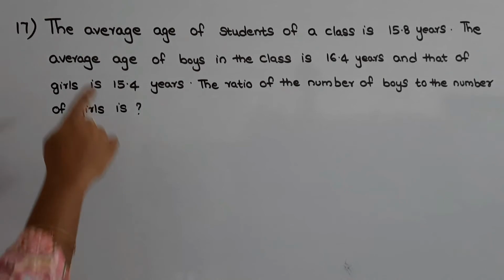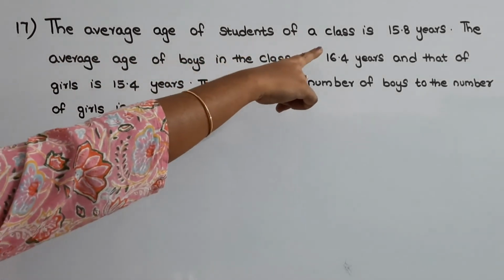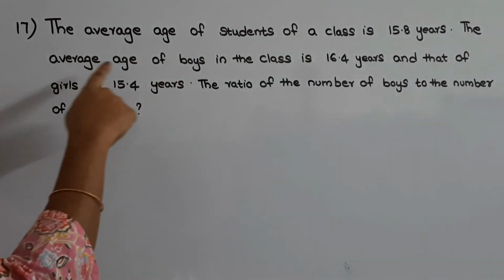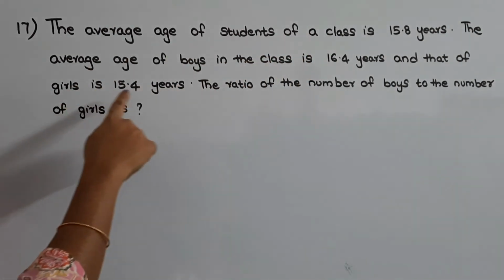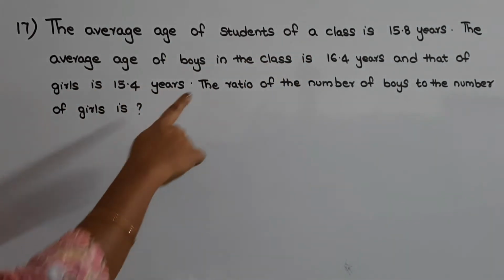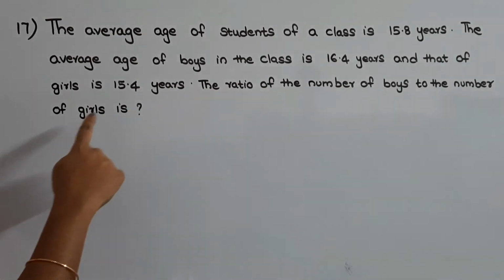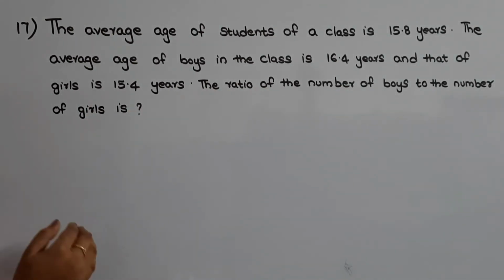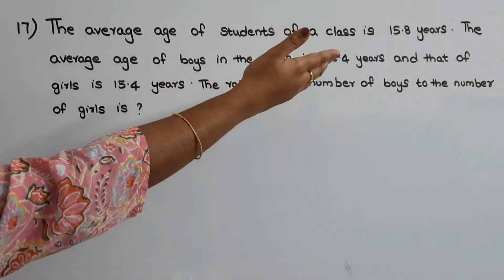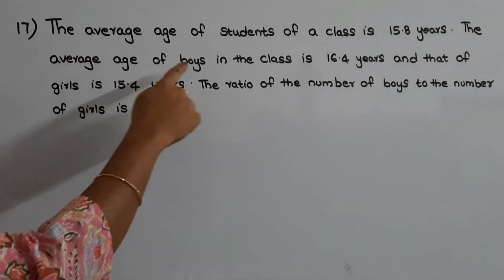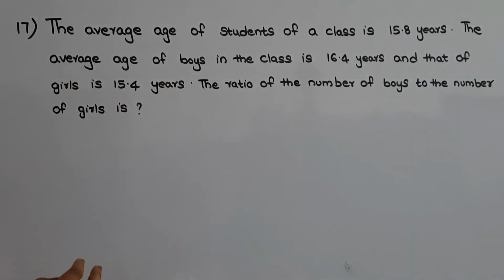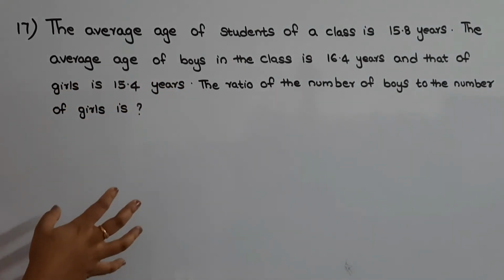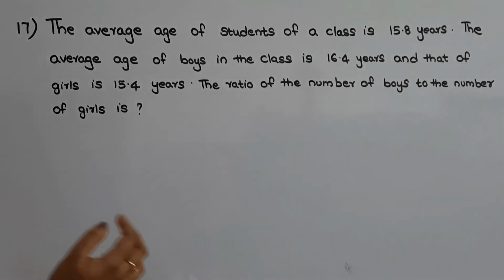The next question is, the average age of students of a class is 15.8 years, the average age of boys in the class is 16.4 years and that of girls is 15.4 years. The ratio of the number of boys to the number of girls is? In this question they have given the average age of the total number of students, then the average age of the boys, and then the average age of the girls. We need to find out the ratio of the number of boys to the number of girls.